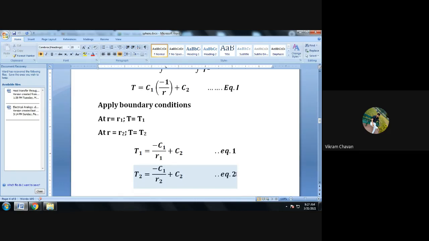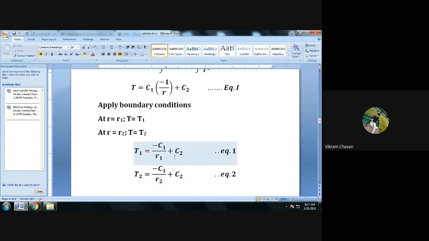Now what we have to do further? Now from these two equations we have to determine the constants. So for that reason we have to eliminate one constant and determine the other constant. For that reason we have to do some mathematical operations on these two equations.